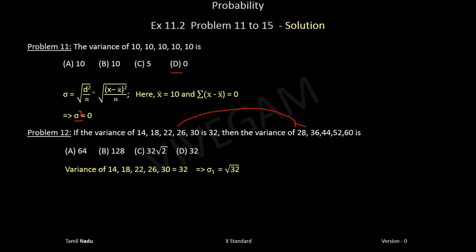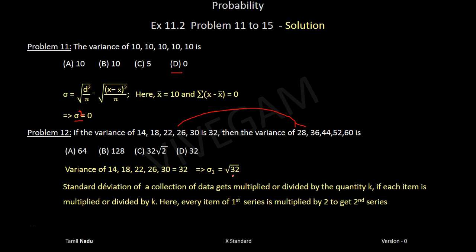So what does our rule state? We are asked to find the variance. We are given the variance of this is 32, so the standard deviation of this data is root of 32. The standard deviation of a collection of data gets multiplied or divided by a quantity k if each item is multiplied or divided by k. Here every item of the first series is multiplied by 2 to get this series. Therefore the standard deviation of the second series is 2 times the standard deviation of the first series.